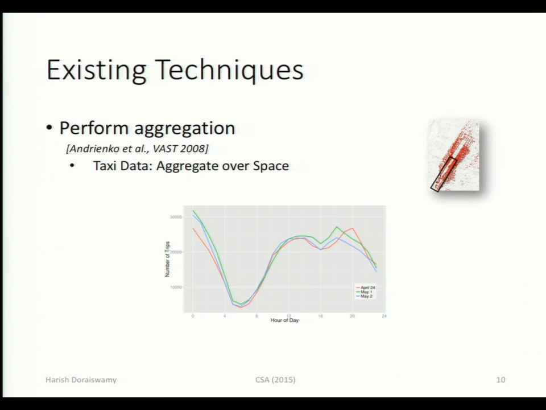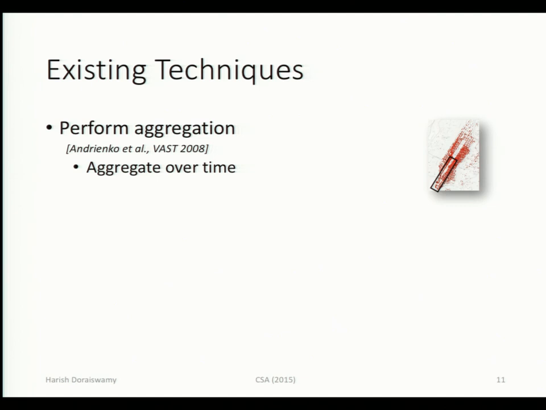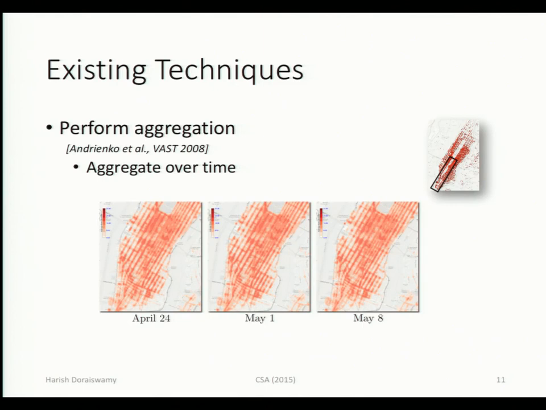If you notice over here, what we have done is plot the number of trips over an hour for three consecutive Sundays. This happened on a Sunday, just to make sure it has the same kind of distribution. And you still cannot find any difference between the three because of the aggregation. Even when you aggregate over time, so this is for one whole day, we just plot it as a heat map, and we still don't find such patterns in the data.